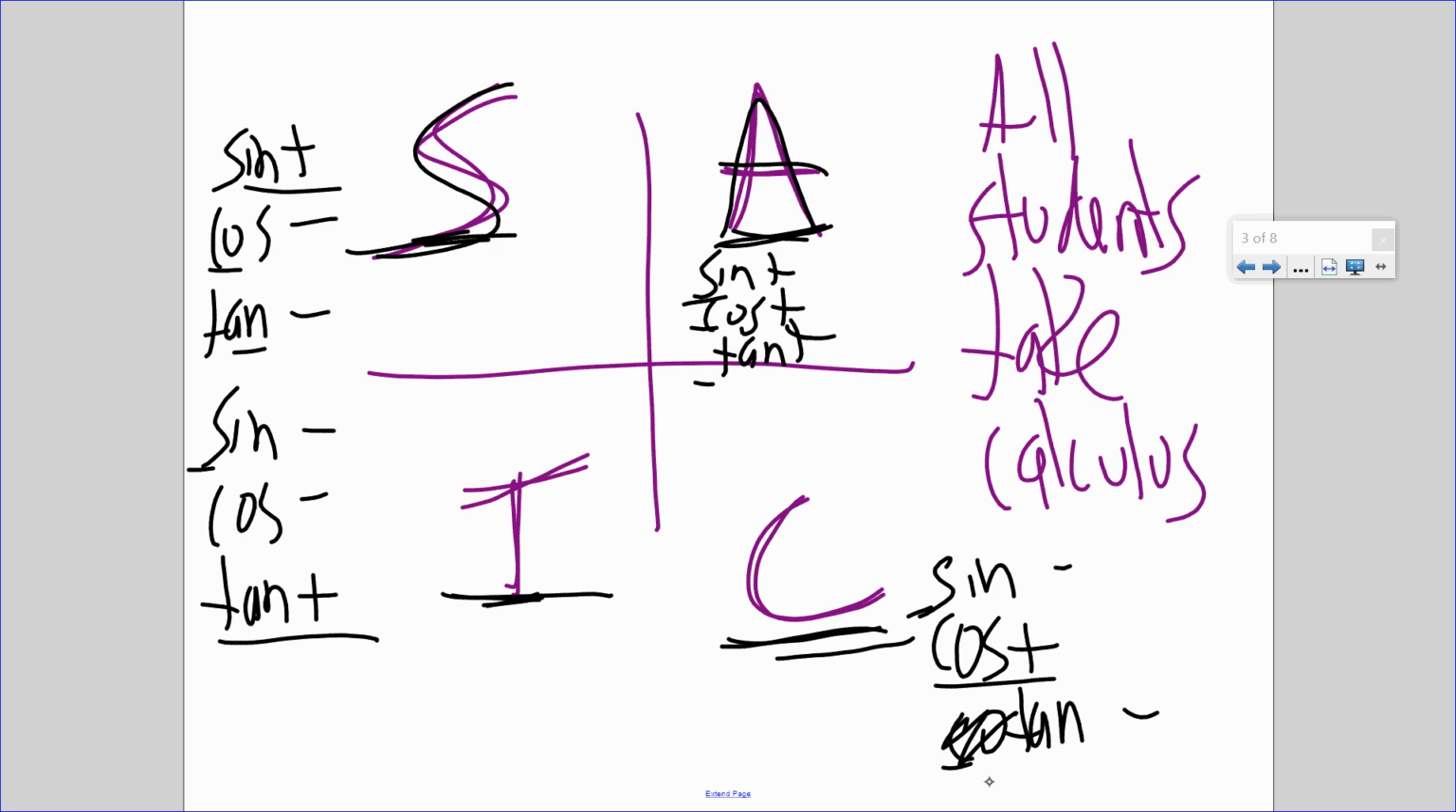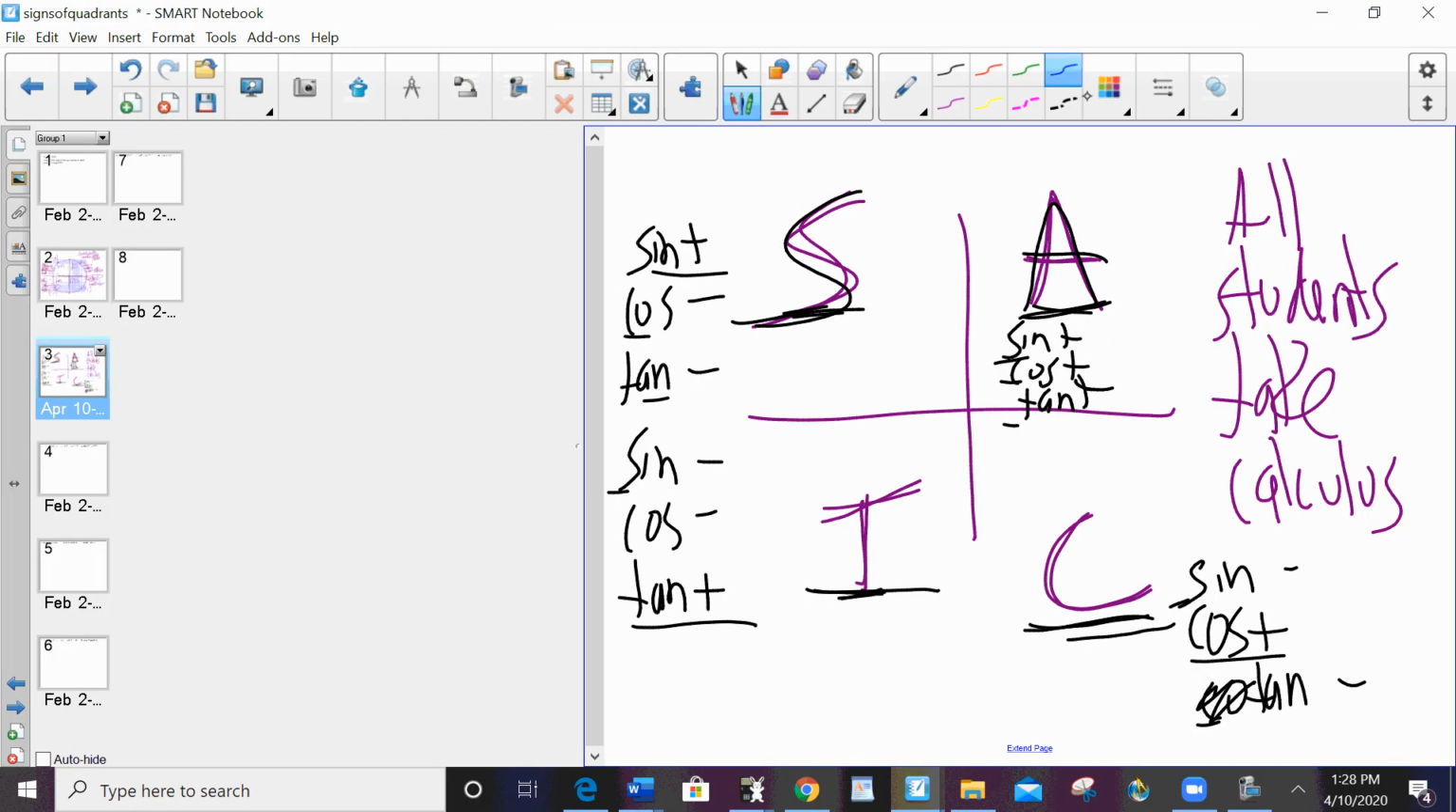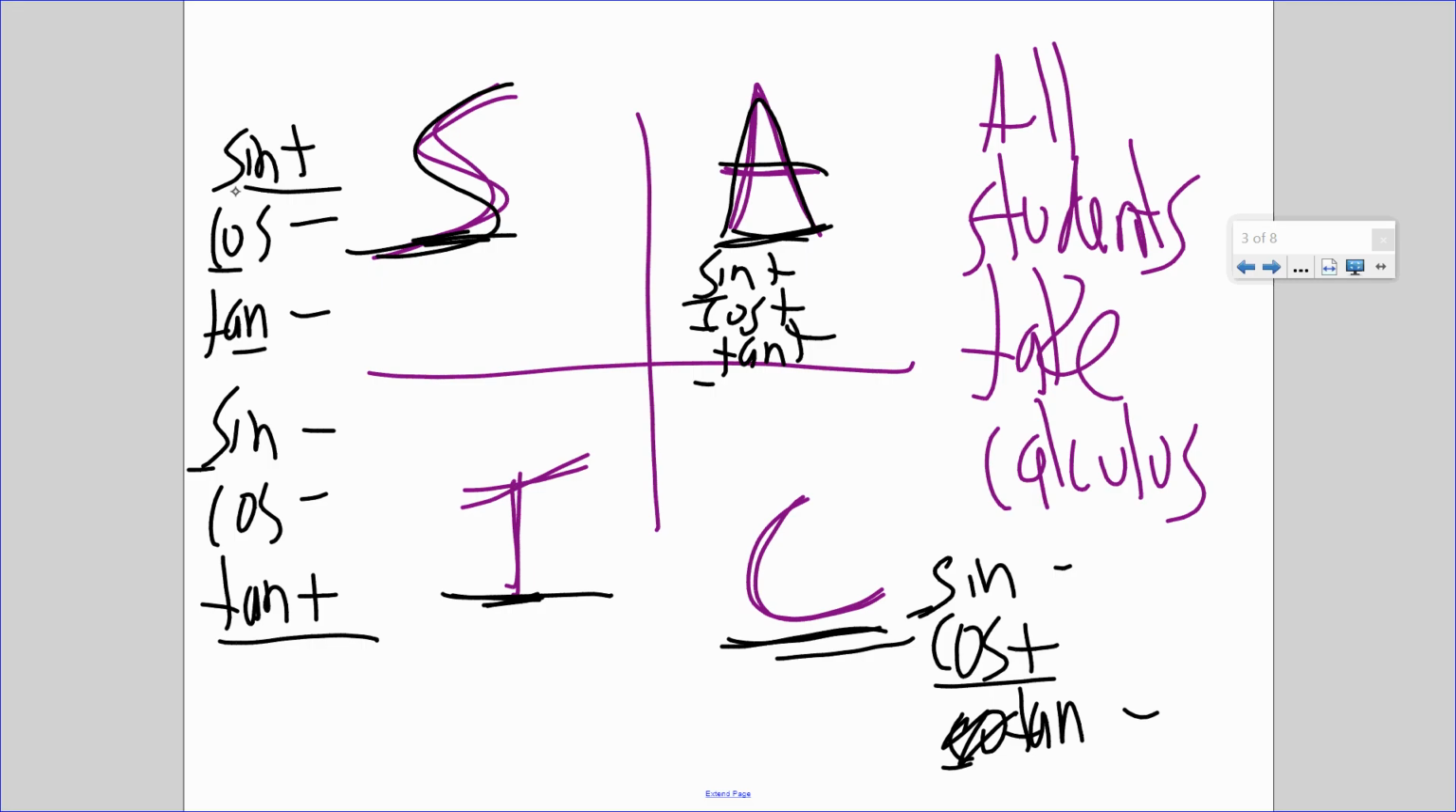Let's quickly talk about the reciprocal functions. When I take the reciprocal of something, the sign doesn't change. If I flip something, I'm not changing the sign. So if sine is positive, then cosecant's positive. If cosine's positive, secant's positive. If tangent's positive, cotan's positive. If sine is positive, cosecant's positive. If cosine's negative, secant's negative. If tangent's negative, cotan is negative.